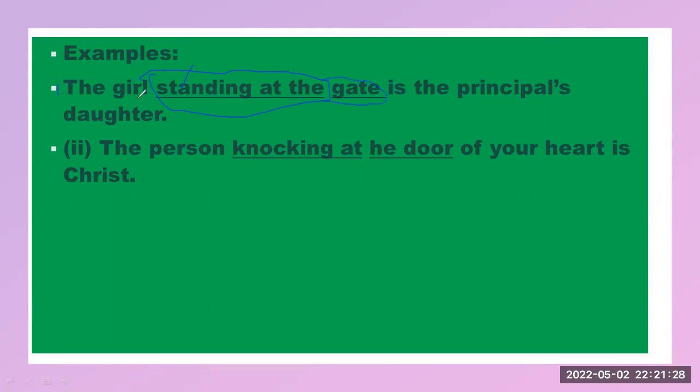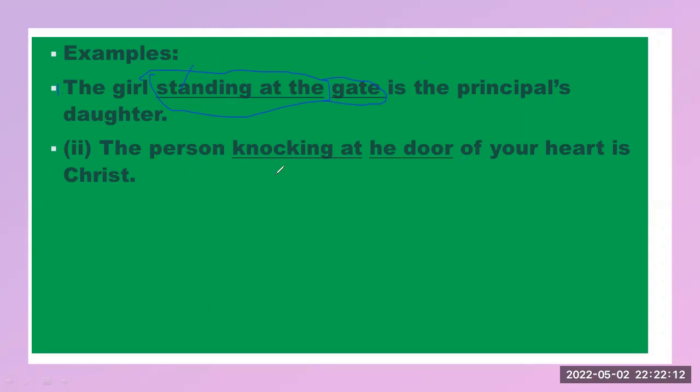So we eliminate all. The girl is the principal's daughter. The question naturally is, which girl? Of course, you find a number of girls in a school compound, but there's a particular girl standing at the gate, and that is the girl that you are referring to. So how do you describe the girl? The girl standing at the gate is the principal's daughter, all right? So standing at the gate is a group of words that does the work of an adjective by defining or describing the girl we are talking about. And so it's an adjective phrase.